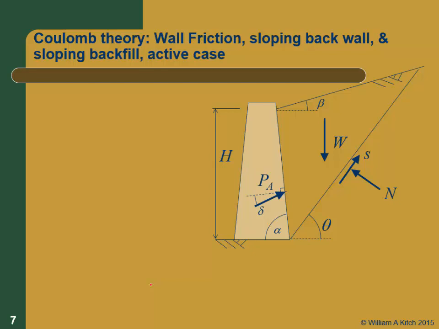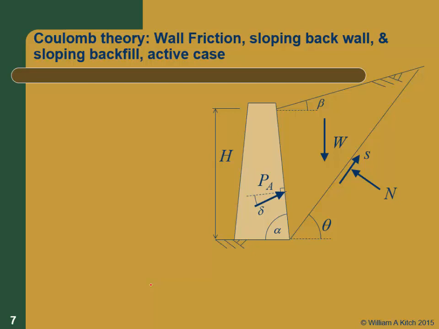And the reason Coulomb developed this theory was at the time that he was doing this in the 17th century, they were building big, massive gravity walls, and they looked like this. They had a back slope and a front slope onto them, and he realized that the soil was going to slide down the back slope, and so it made sense for him to look at this analysis.